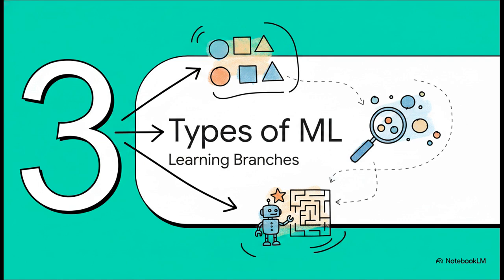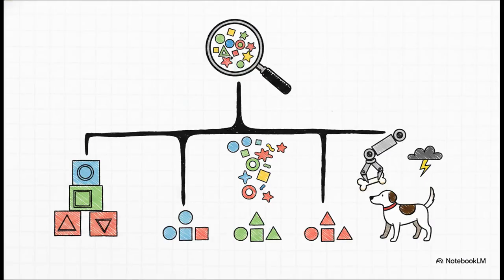Section 3, types of machine learning. We're going to see the distinct ways machines actually learn from all this data. There are essentially three main branches on the machine learning family tree. We've got supervised learning, which uses labeled data, unsupervised learning, which relies on raw, unlabeled data, and reinforcement learning, which is entirely based on a system of rewards and penalties. Let's break these down one by one so they make total sense.